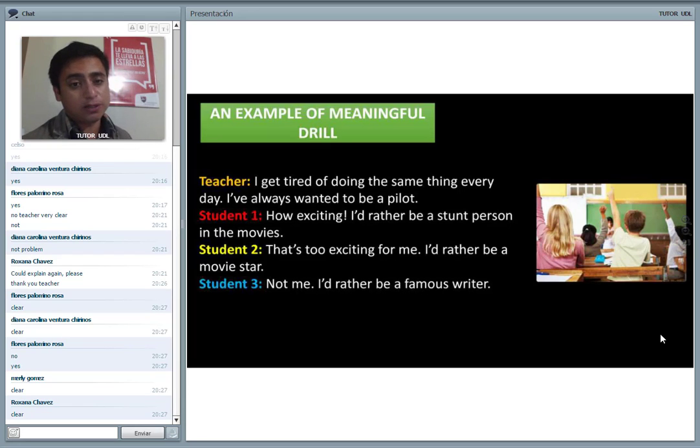So for them, of course, it's going to be more meaningful if they feel more free, okay, to express what they think, as you can see here, because everybody's talking about things that they would like to be, even the teacher, so it's more meaningful, right? That's an example of a drill, a meaningful drill, okay?